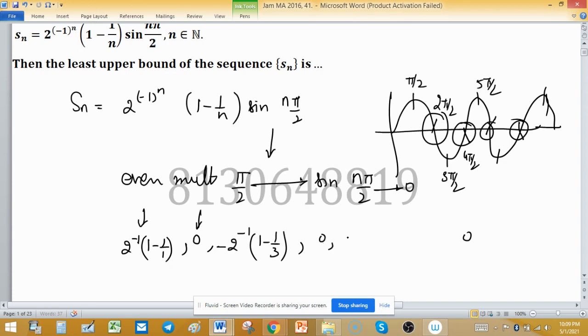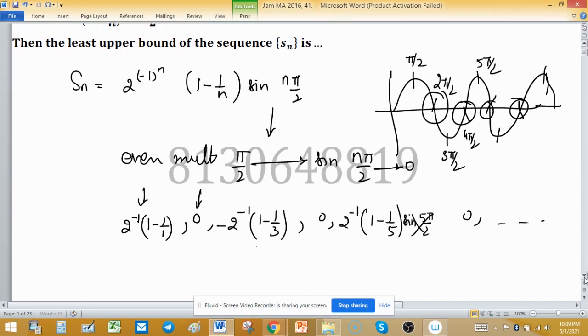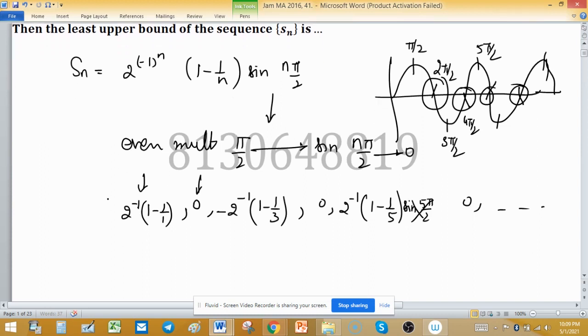Value of fifth term will be 2 raised to the power minus 1, 1 minus 1 upon 5, and sine 5 pi by 2 is 1. So this is this value, so 0 and so on. So we have found the values of terms. These are terms of the sequence.